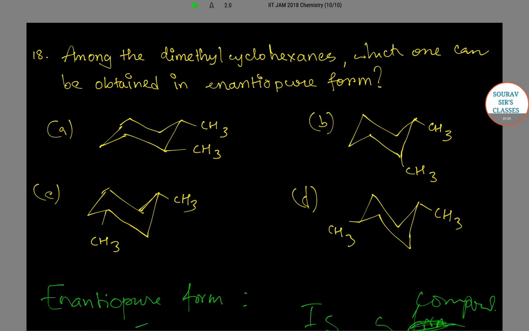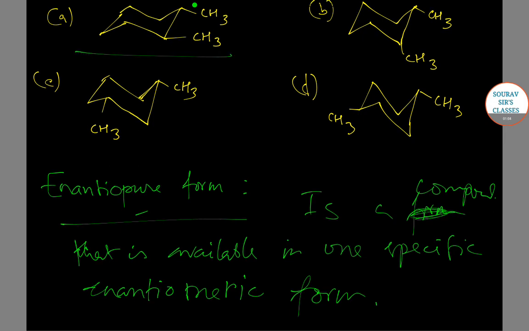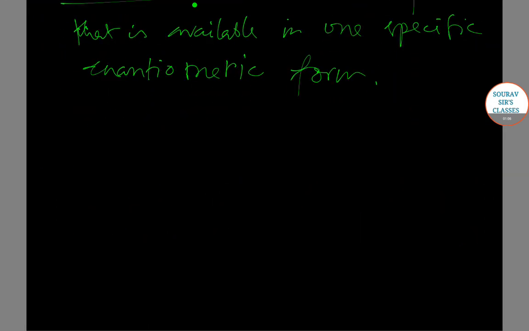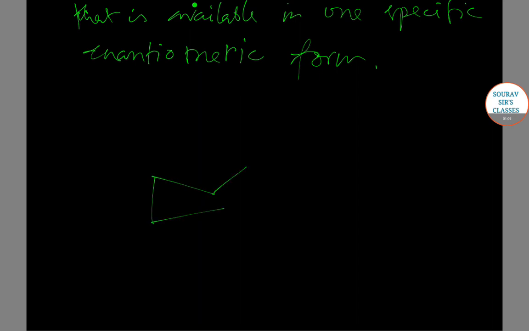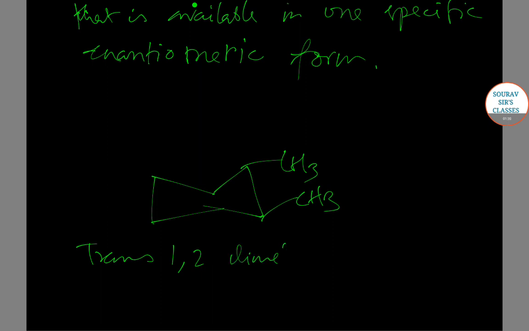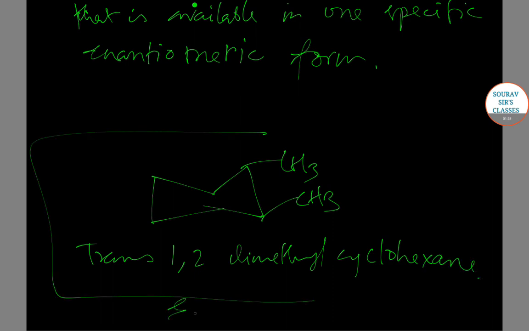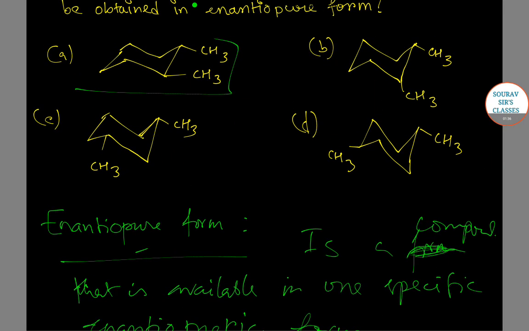So option number A is CH3. This is trans 1,2 dimethyl cyclohexane, and this one is present in an enantiopure form. So the answer will be option number A. So A is the correct answer.